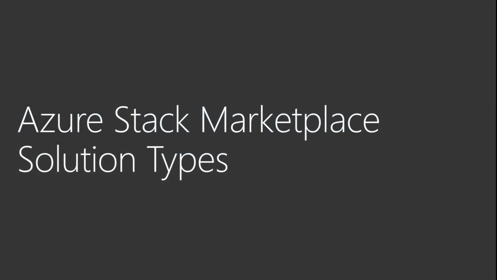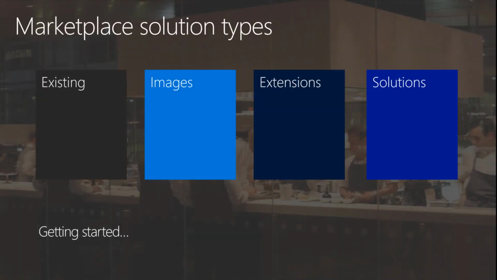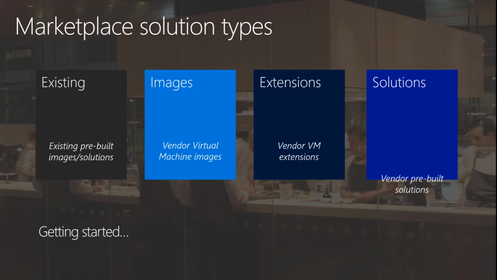So next, let's look at the Azure Stack Marketplace solution types. And we have 4 basic categories we're going to discuss here. What's existing, images, extensions, and solutions. And we've covered these fairly well, but just to kind of recap each of these.